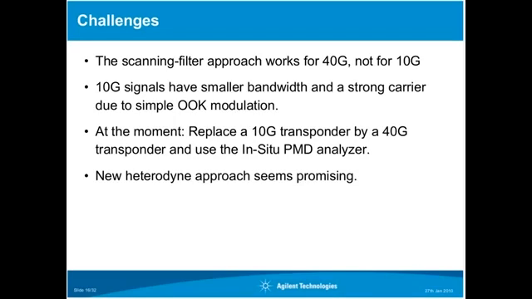If you look at 10G signals, 10 gigabit signals are narrow, and they use simple modulation schemes like on-off keying, or OOK. And if you use on-off keying, you probably have a very strong carrier. So this actually makes it very difficult to analyze these signals using an optical tunable filter. And so what people are doing, if they want to do the in-situ measurement, is they actually change the system a little. They replace a 10G transponder by a 40G transponder and use it as a stimulus. So, and this is a little disappointing.